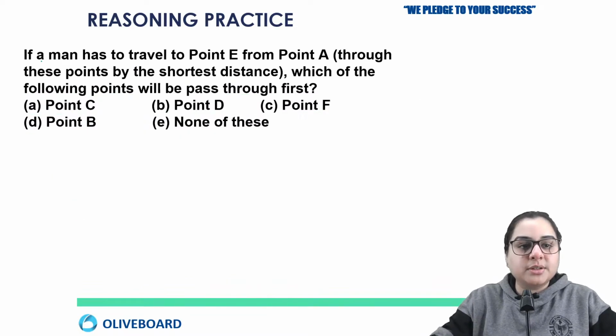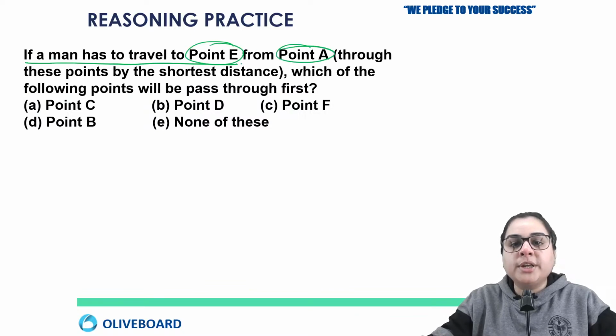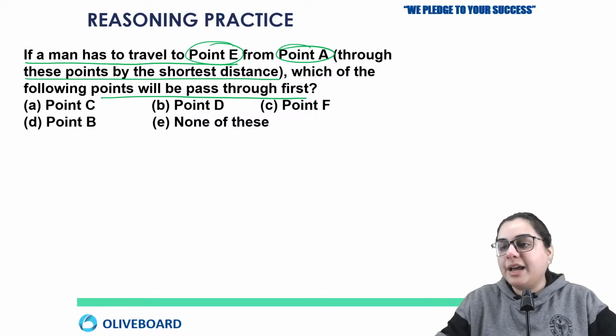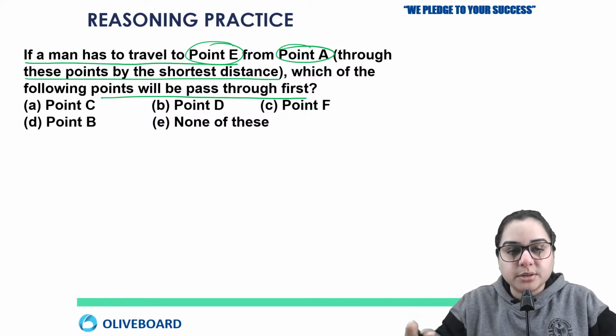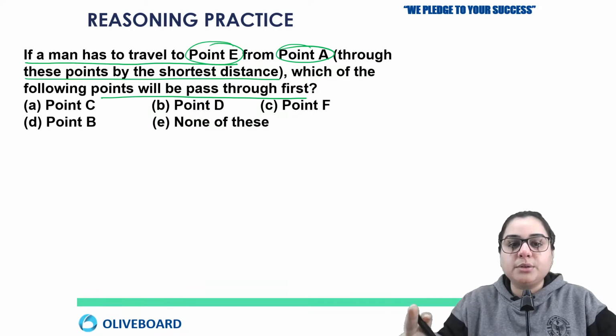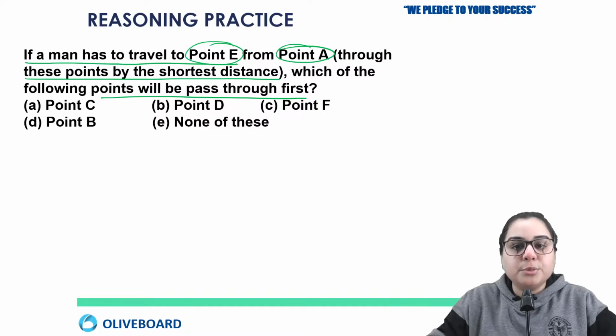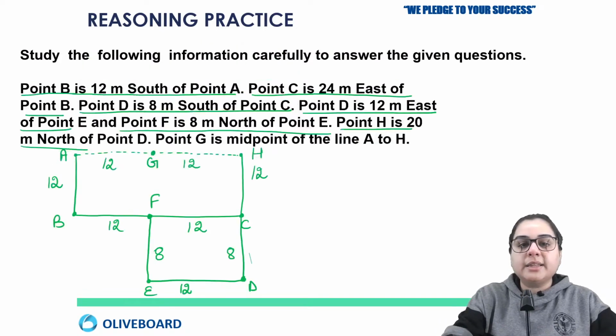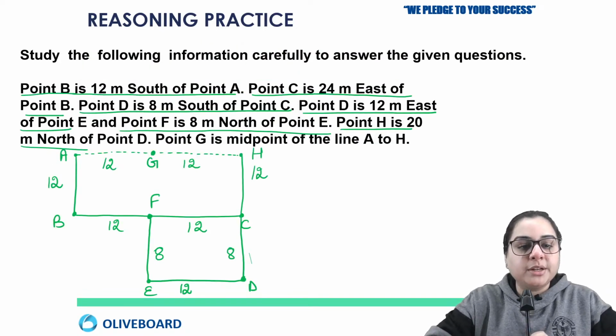Now first question is that if a man has to travel to point E from point A through these points by the shortest distance, which of the following points will he pass through first? Now this is a very interesting question. If a man is going to start from point A and travel to point E, and also he has to cover the shortest distance, which is the first point that he will pass? So just check from A to E.